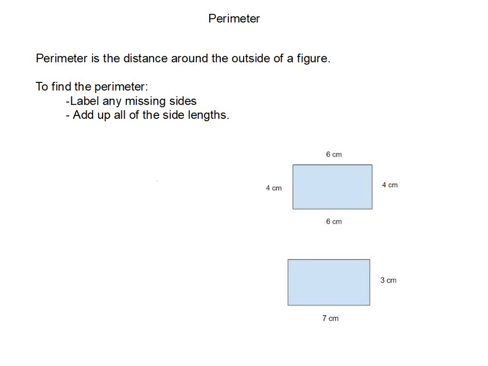In this video, we look at calculating the perimeter of rectangles. So the perimeter is the distance around a figure. We're going to focus specifically on rectangles and composite shapes that are made up of rectangles for now.